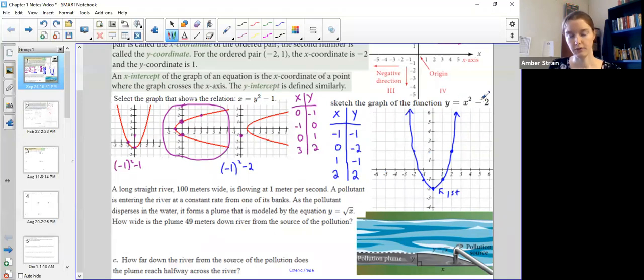Now we'll also notice, if you remember from your transformation rules, that it was the shape of a standard parabola that got shifted down 2. So we see our regular U-shaped parabola, instead of coming right here at the origin, it started down 2 right here. Then everyone's favorite, word problems.